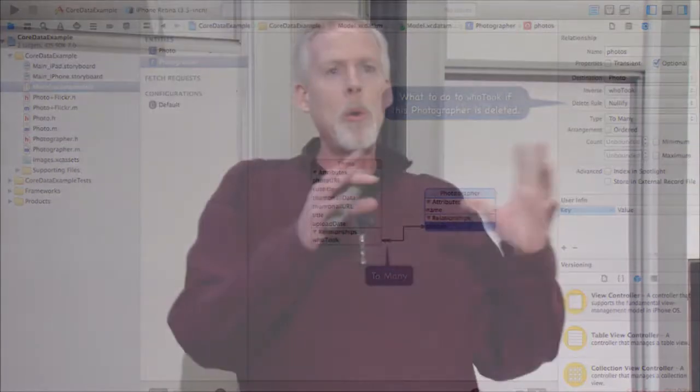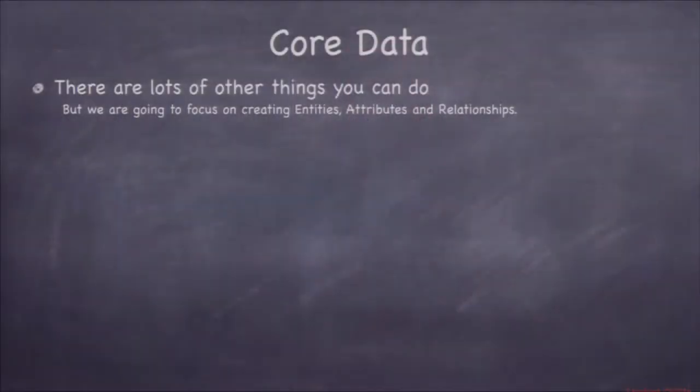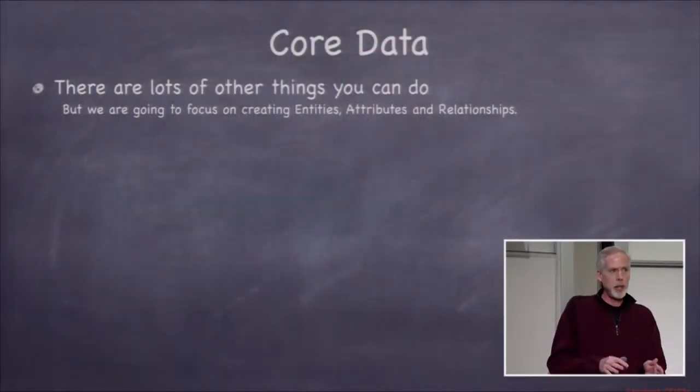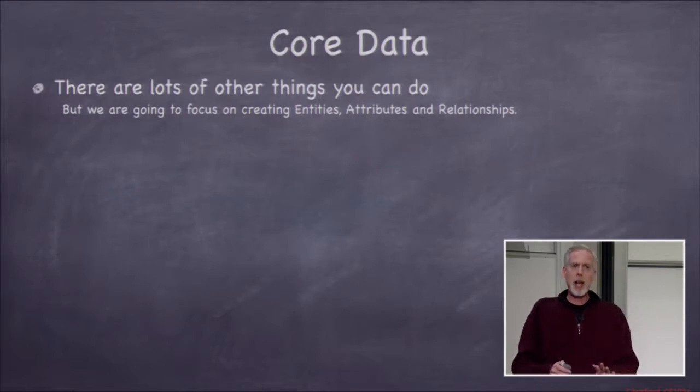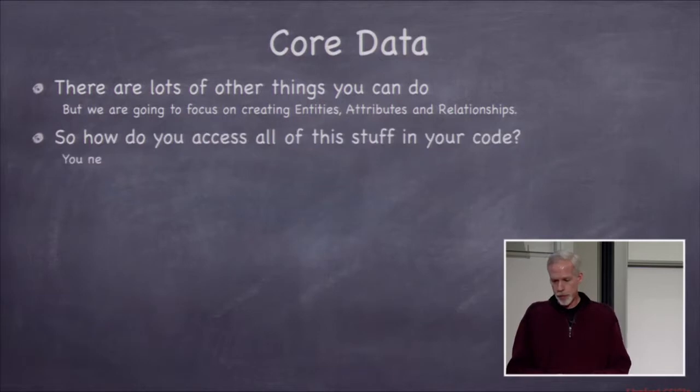So that's basically how we build this map between objects and the database. There's a lot of things you can do once you have this map. We're going to focus on creating entities, attributes, and relationships, and then setting their attributes, and then querying for them, and things like that. But there's a lot of other things you can do in Core Data. I'll mention some of them at the end, and you can go read up on it if you want to do more sophisticated database-y things.